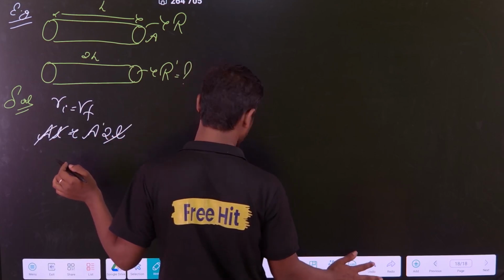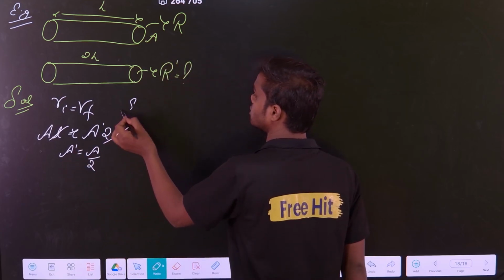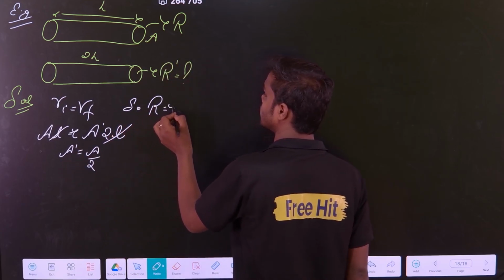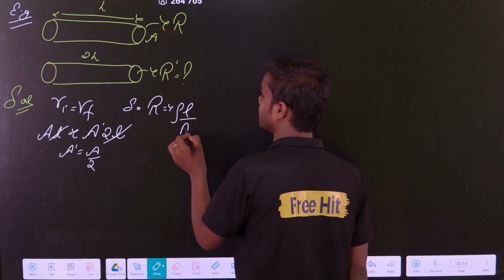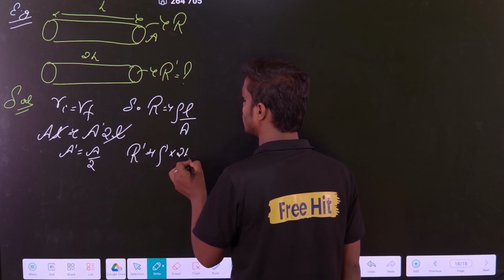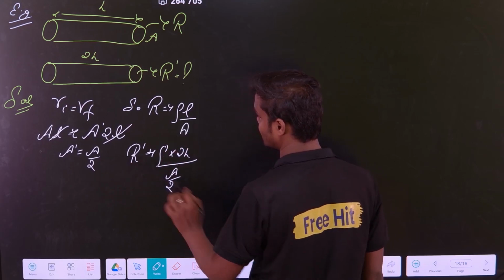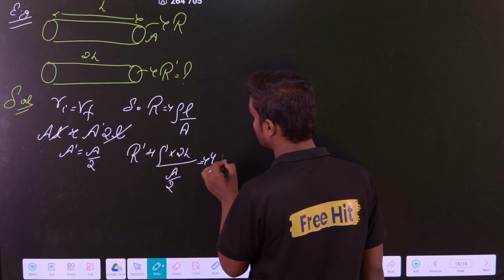You will get A dash is equal to A by 2. So what is the initial resistance? R is equal to rho L by A. What is the final resistance? R dash is rho, the length is 2L, the area A dash is A by 2. So from here you will get 4 times R.